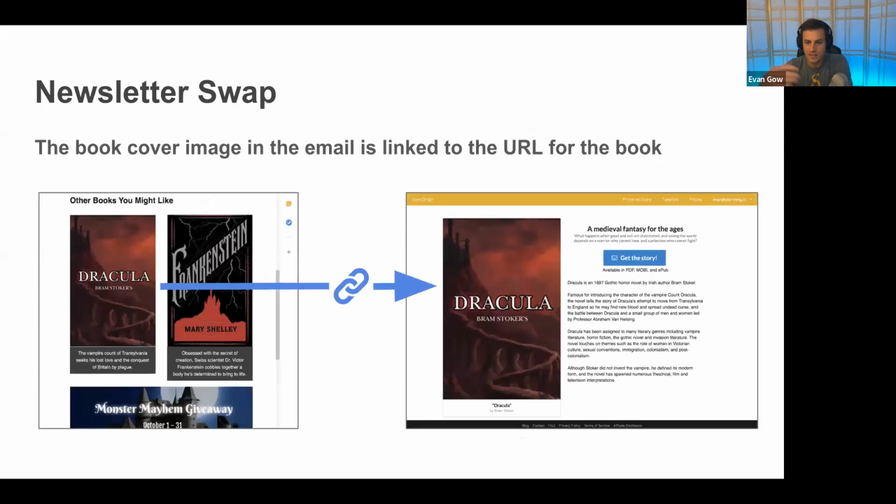Here's how this would mechanically work in your newsletter. This is a newsletter swap. I put Bram Stoker's Dracula in my newsletter. When someone clicks on that book cover, it will take them to the landing page for that book. Here, the landing page is for a reader magnet on StoryOrigin. So someone could request that book and join that author's newsletter. But it doesn't have to be for a reader magnet.